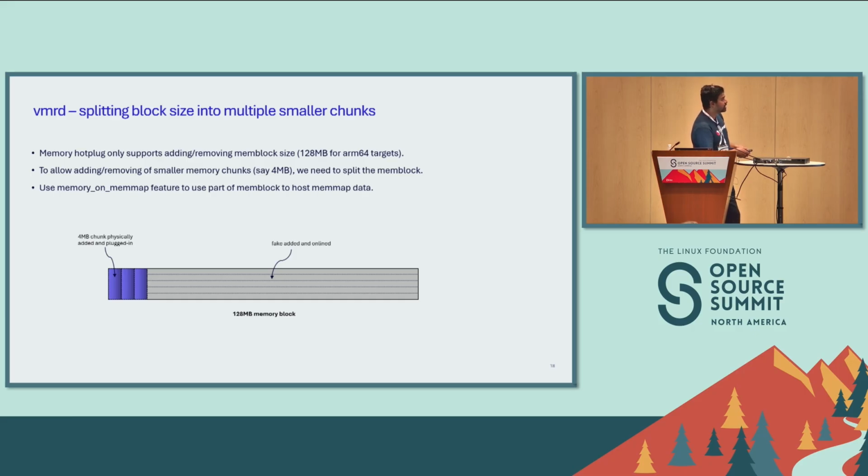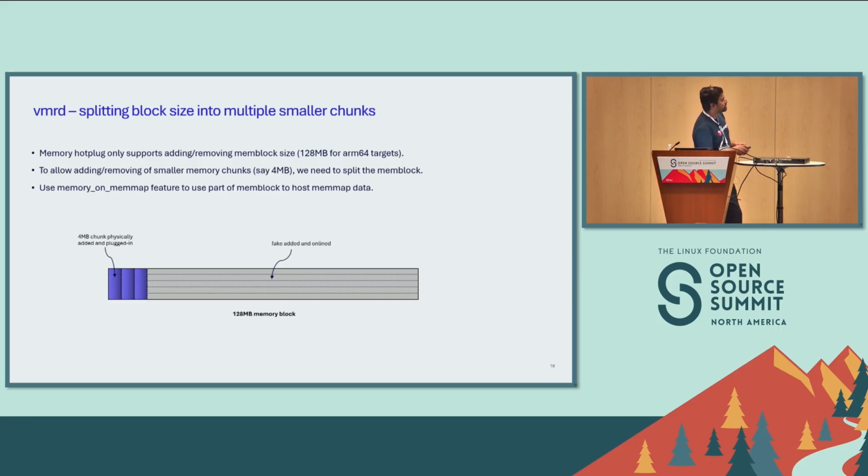And now this whole memory is available to the system RAM, and any process or even the kernel can use this memory. So we can split this whole 128 megabytes into smaller chunks so that we have a much smaller resolution, where we add 4 megabytes one by one. And we also use something called memory on mem map, which I'll explain in the next slide.